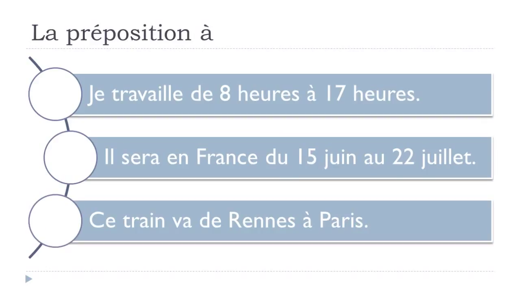And the last example that we can have, ce train, this train, va, so goes, de Rennes à Paris. In that case, we just put the name of the towns, de Rennes à Paris. But in that case, so whether it's à 17 heures, au 22 juillet, à Paris, the concept is this to, but then it is combined with de, and then remember de with the articles, and it will change, so in that case it would be du.